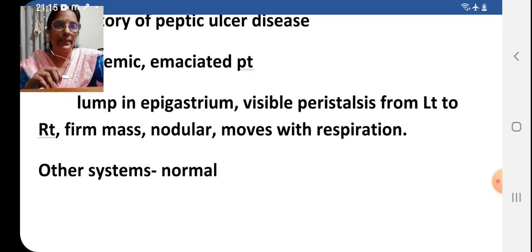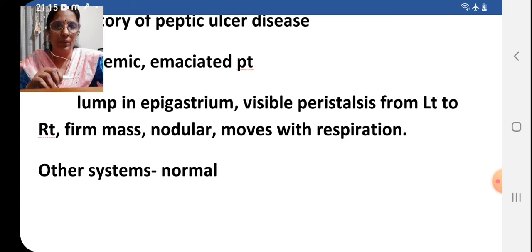So in this epigastric mass, male patient, anemic, loss of weight, loss of appetite, and nowadays the patient is having vomiting. If you get a case like this, what's your first diagnosis? It's a case of carcinoma stomach. So today we'll be learning the management of carcinoma stomach.